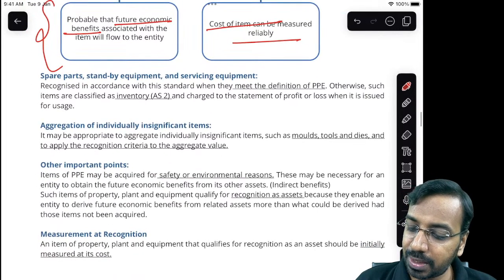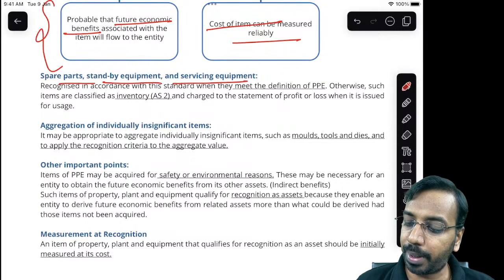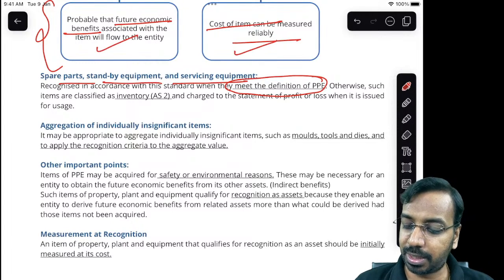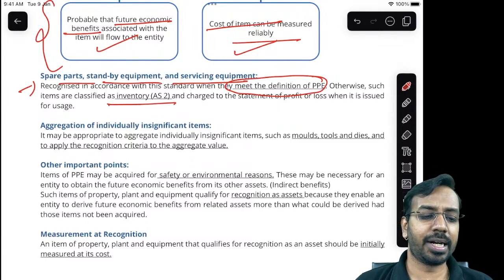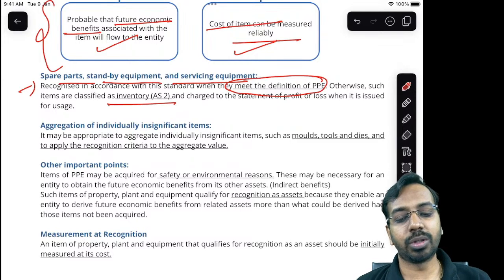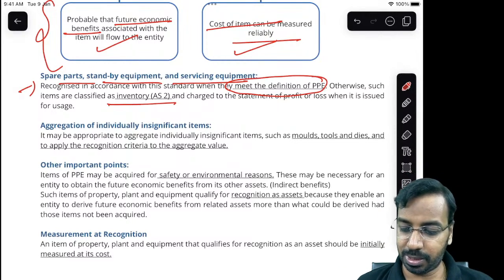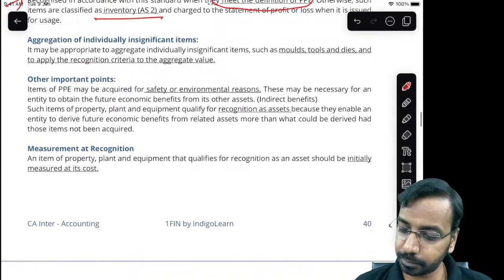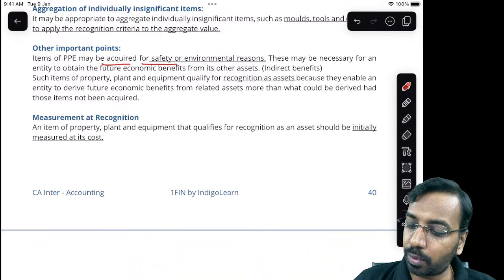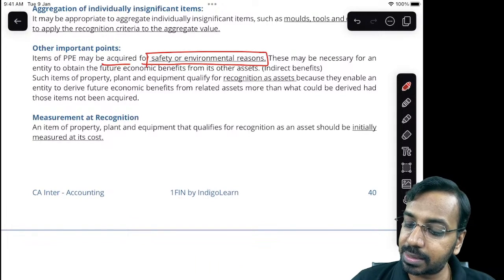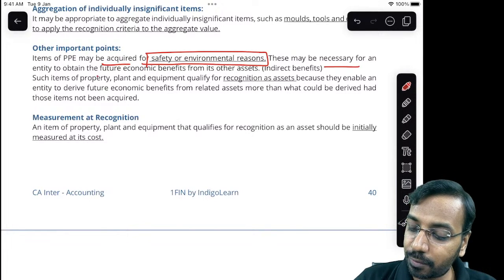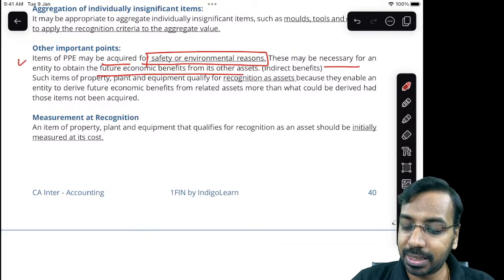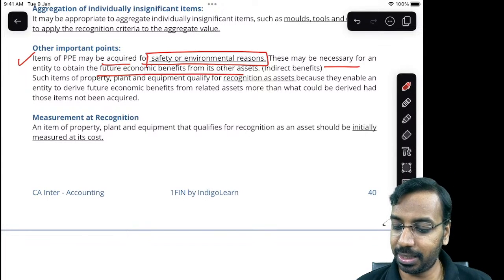Then if there are spare parts, standby equipment or servicing equipment, if they meet the definition of PPE, means future economic benefits and cost can be measured reliably, then you will recognize them as PPE. Otherwise, you will classify them as inventory. That is more dependent on how the management views these particular items. Now, some property, plant and equipment are required for safety and environmental reasons. These are not giving us direct economic benefits, but these are required for obtaining future economic benefits, and hence these are also items of property, plant and equipment.